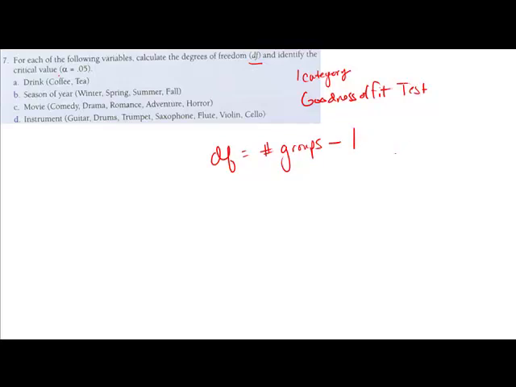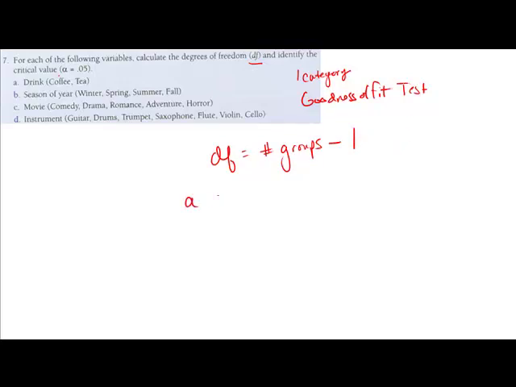For each of the following variables, calculate the degrees of freedom and then identify the critical value of the chi-square for alpha equaling 0.05. So this is one category, and this is going to be a goodness of fit test. And the degrees of freedom in a goodness of fit test are equal to the number of groups minus 1, because we're calculating one chi-square.